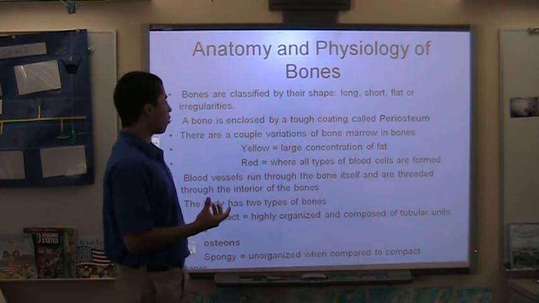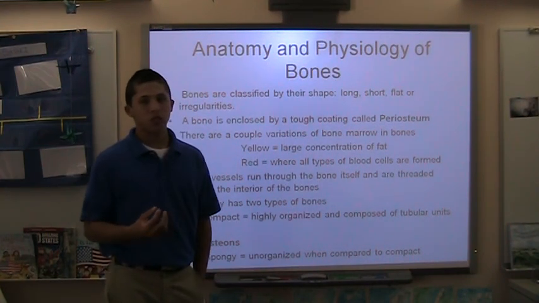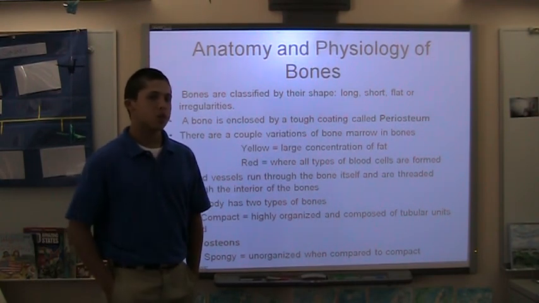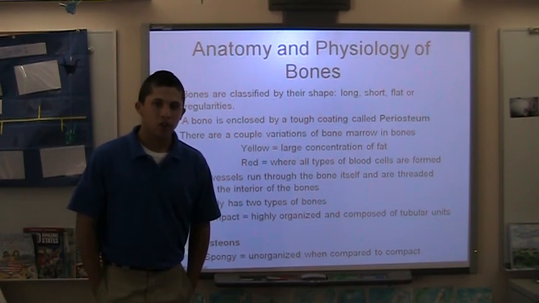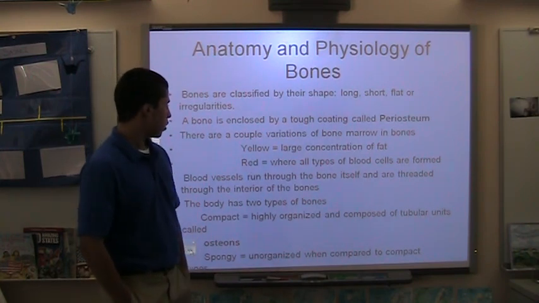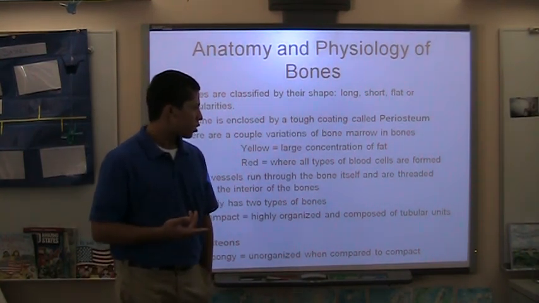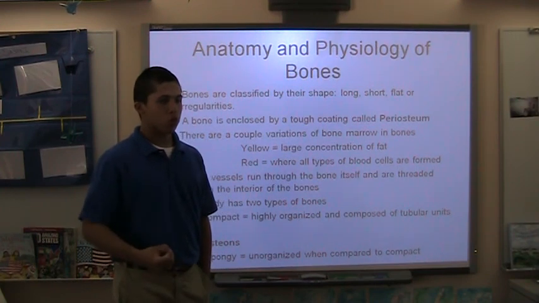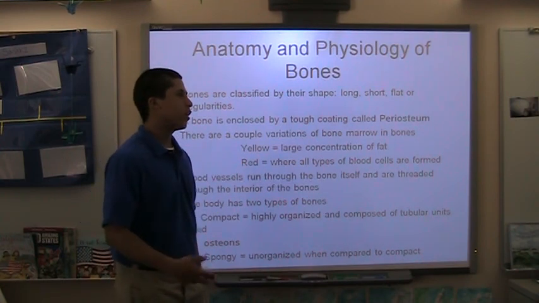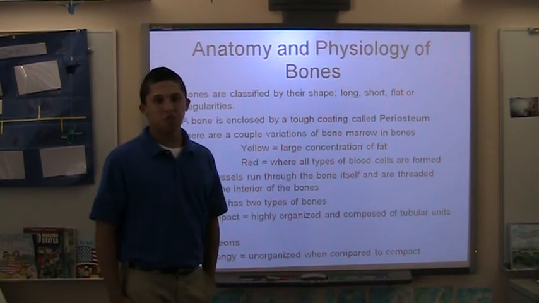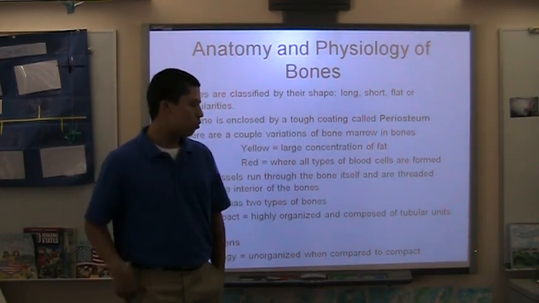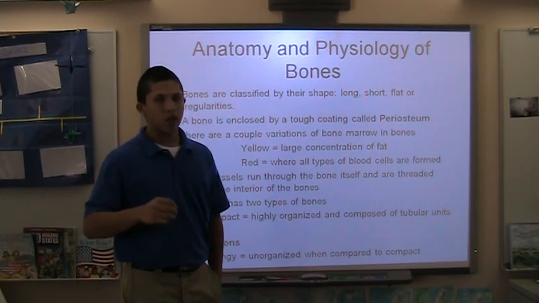A bone can be enclosed by a coating called periosteum. Basically, this is a thin layer, like a shield for the bone, which helps prevent fractures and other diseases from getting into it. There are also a couple of variations of bone marrow. Yellow marrow originates inside the bone and makes a stuffing for the bone, kind of like feathers for a pillow. Red is what most people commonly know, but what most people don't know is that it actually runs through the bone.